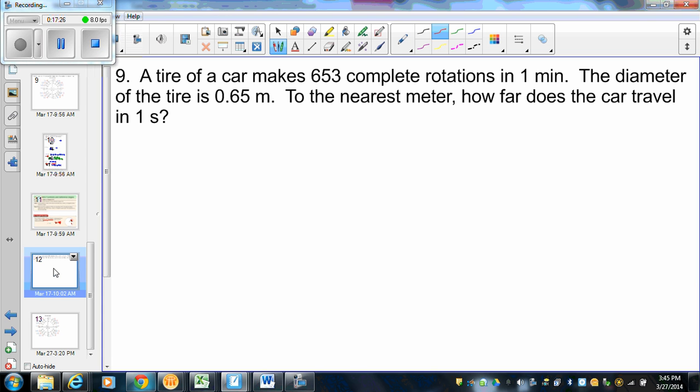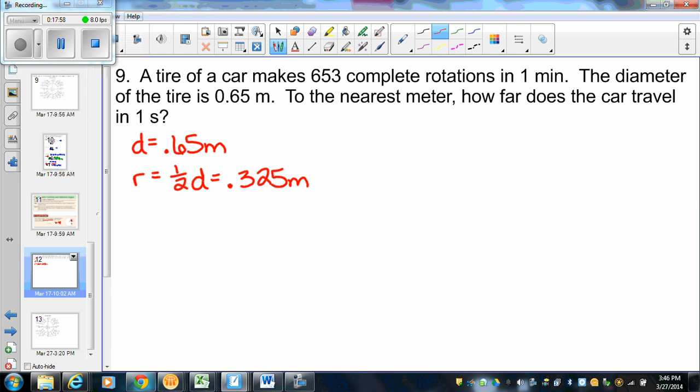So I need the arc length, which means that I need to know r and I need to know theta. At this point, I don't know r, I know d. My diameter is 0.65 meters. If you remember, hopefully, the radius is half the diameter. So if we divide 0.65 by 2, my radius is 0.325 meters. And let's keep that entire decimal so that our answer is as precise as possible.